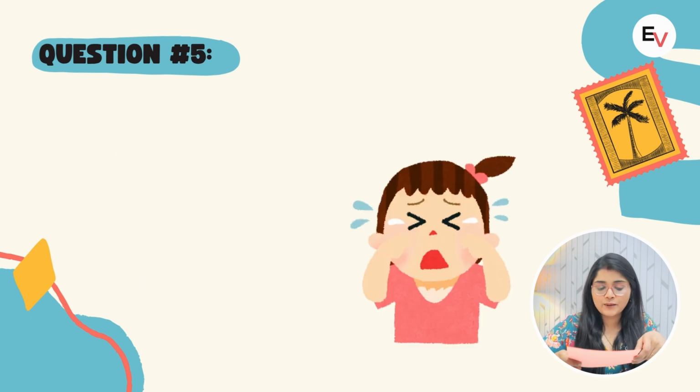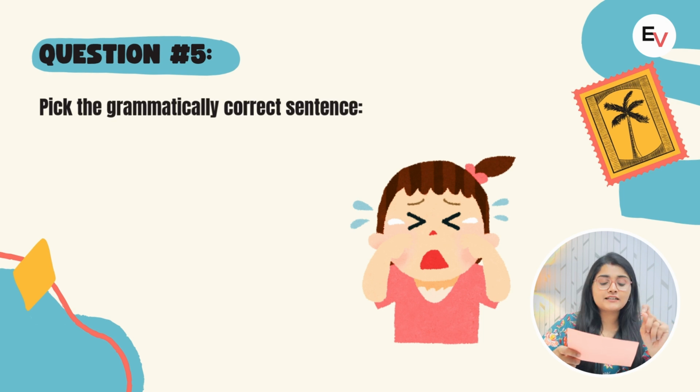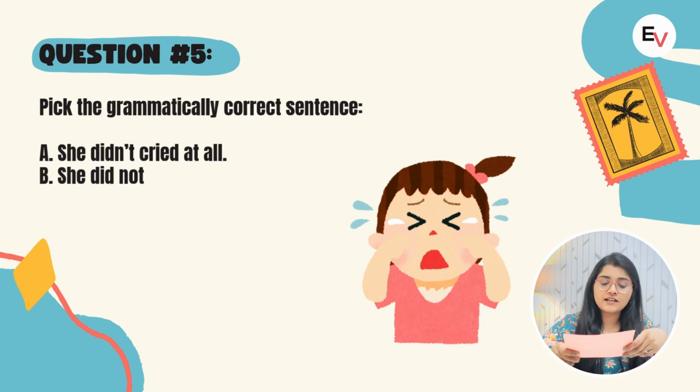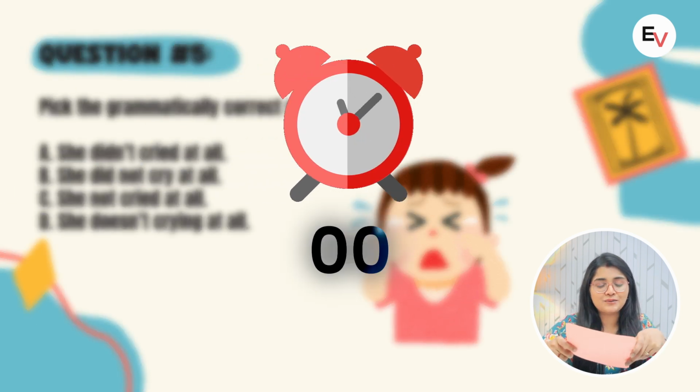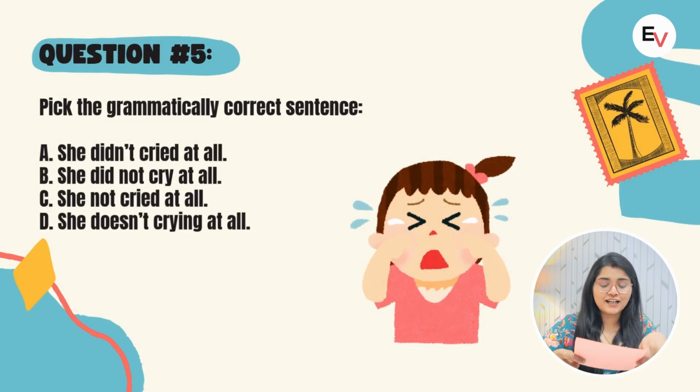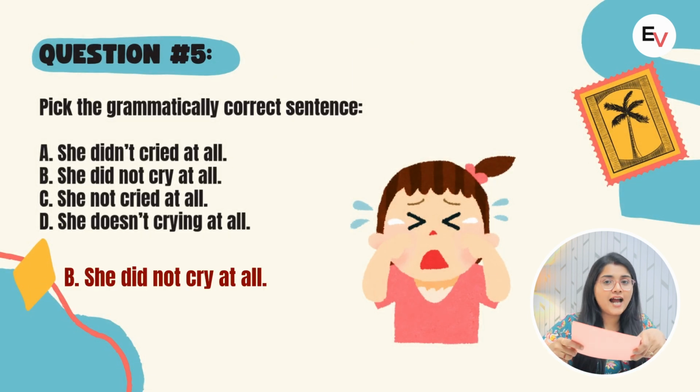Moving on to our last question. Which option is correct? She didn't cried at all. She did not cry at all. She not cried at all. She doesn't crying at all. And your time starts now. And the correct answer is she did not cry at all.